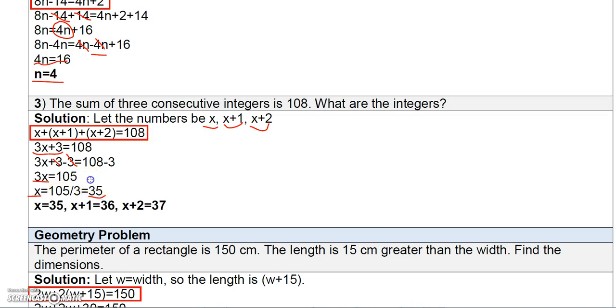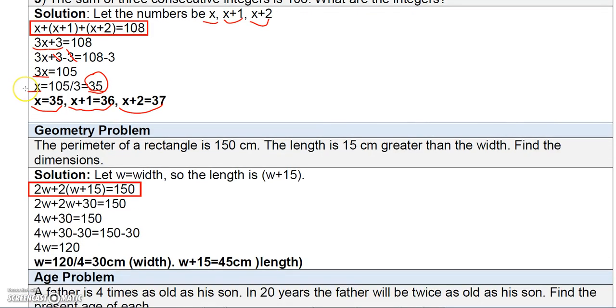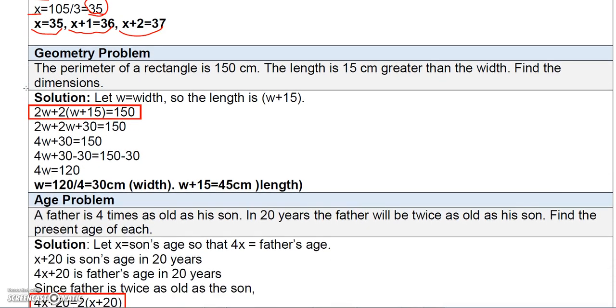So now that's just the smallest integer. That's not all of them. So I have to go back to my expressions here. So if x is 35, that's the smallest one. Now remember, the next one is x plus 1, so what's 35 plus 1? 36, right? And then the next one is x plus 2, so what's 35 plus 2? 37. So your three integers are 35, 36, and 37.